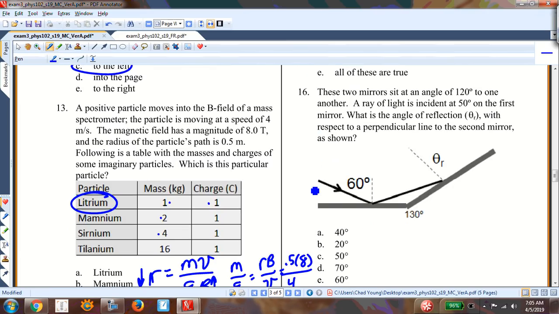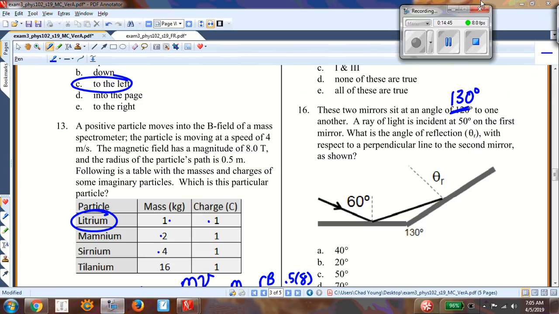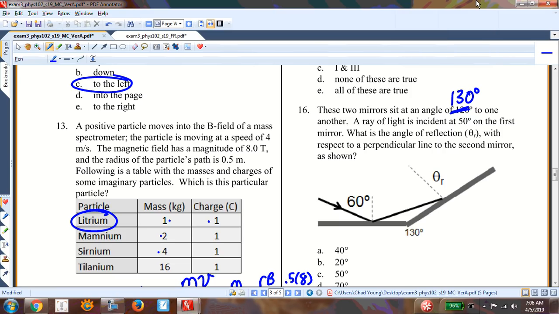These two mirrors are at an angle of 130 degrees to one another. Let me pause while I fix that. Okay, so the 130 degrees to one another, a ray of light is incident at 60 degrees. Oh goodness, I'm sorry. So the figure's right, and the text will be right on your test.